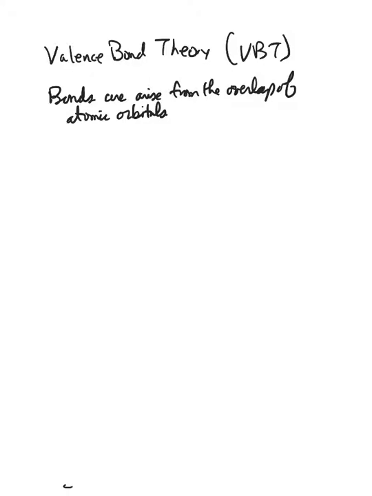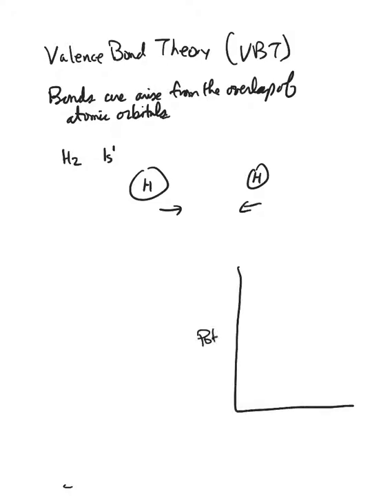And so let's look at the simplest example that we can come up with, and that's diatomic molecular hydrogen. Remember, hydrogen has a ground state electronic configuration of 1s1. So if we start out with two hydrogens and start moving them close together, we can look at their potential energy in regards to their internuclear distance. It's just a fancy way of saying the distance between the nuclei.